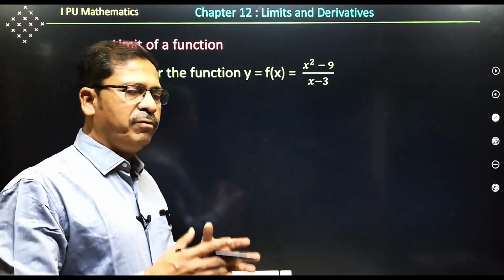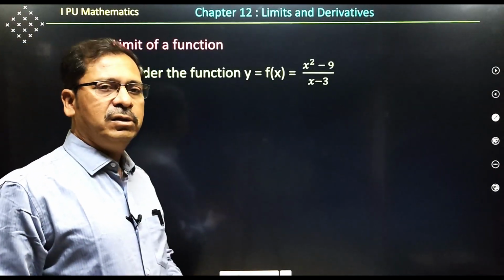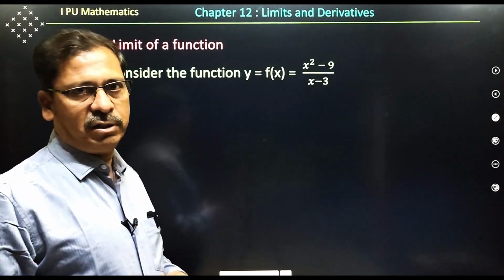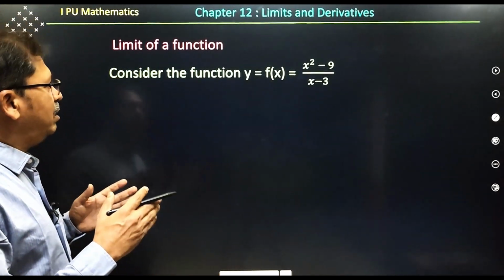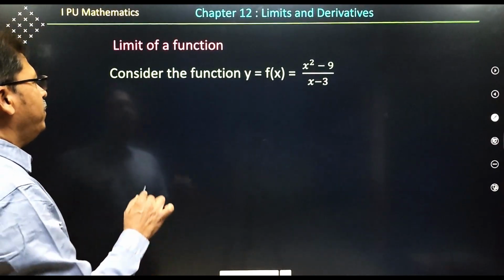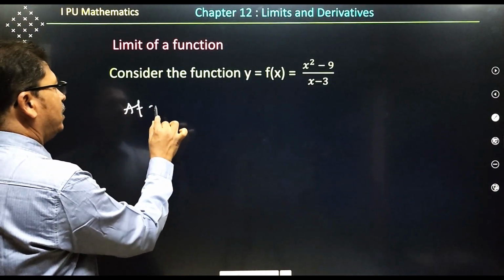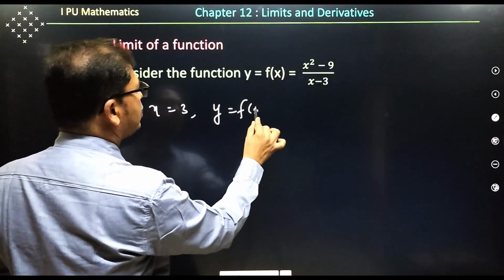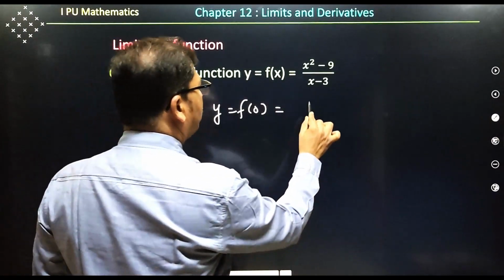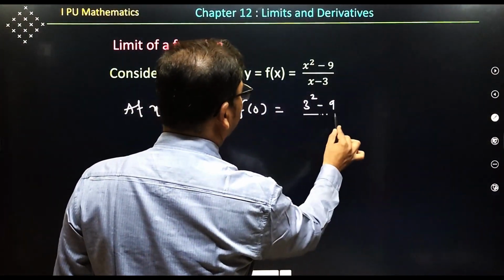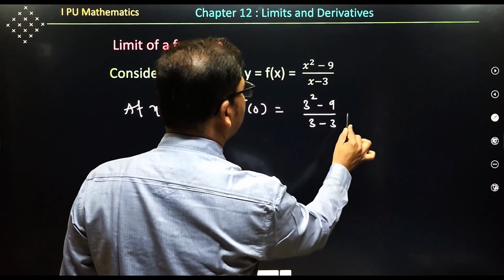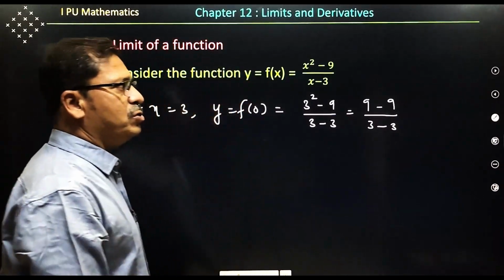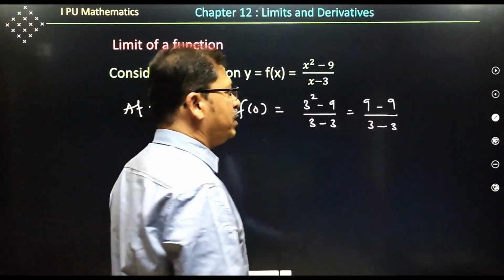For the sake of convenience I have taken a rational function y equal to f of x, which is equal to x square minus 9 divided by x minus 3. So this is a rational function here. See, at x equal to 3, if you observe this carefully, y becomes f of 3, which is equal to 3 to the power 2 minus 9 divided by 3 minus 3. On simplification we get 9 minus 9 divided by 3 minus 3. So you will be getting 0 divided by 0.